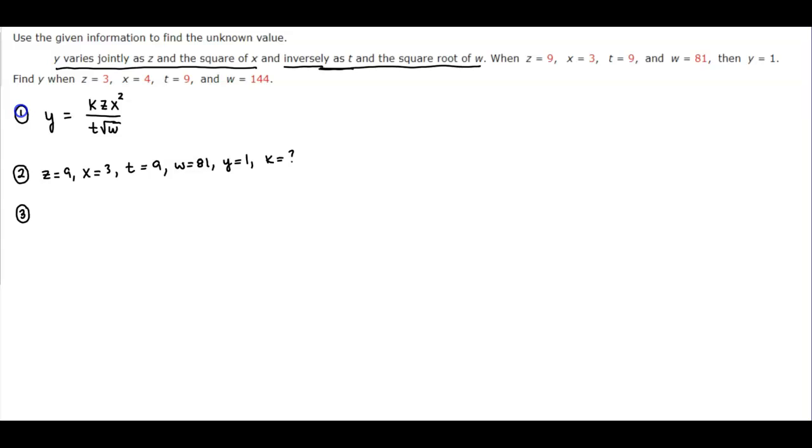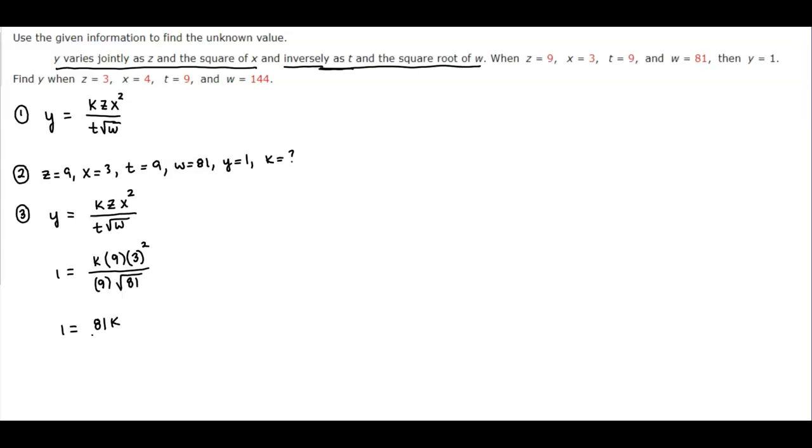So using this formula, y, which is equal to k times z times x squared over t times the square root of w. So we know that y is equal to 1. And we have k times z, which is 9, times x, which is 3, and we're going to square it, all over the value of t, which is 9, times the square root of w, which is 81. So now we have 1, which is equal to, well, 3 squared is 9, so 9 times 9 is going to give us 81.